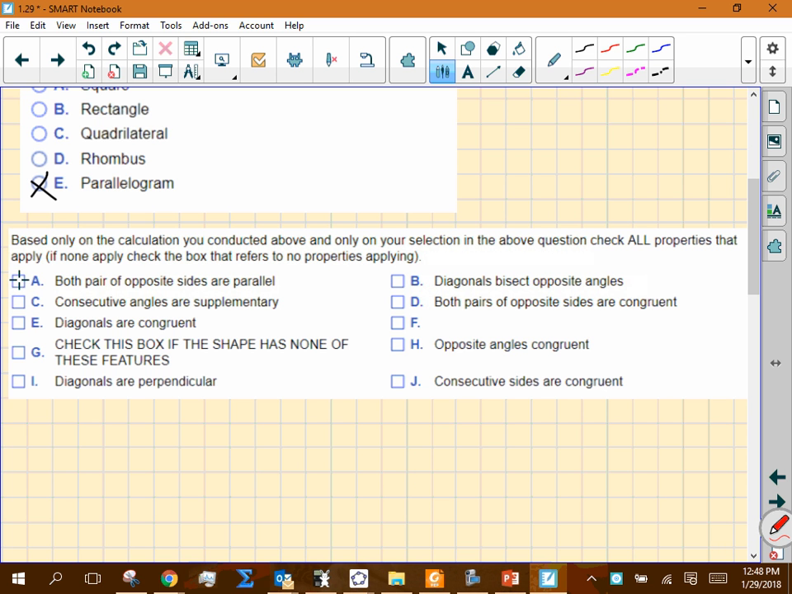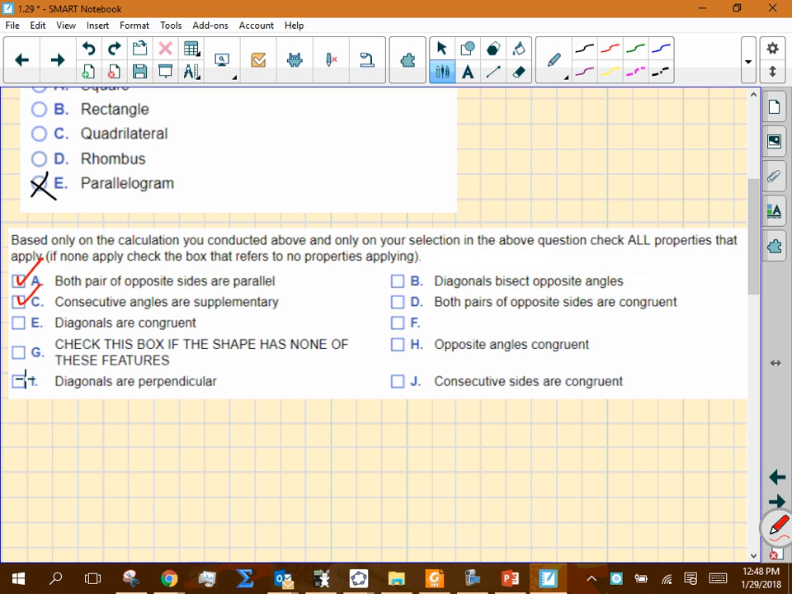Do we know this one? Yep, it's parallelogram, right? That's the definition of a parallelogram. Are consecutive angles supplementary in a parallelogram? Yep. Are diagonals congruent in a general parallelogram? We do not know. Okay, we don't know enough about this shape to say this. So don't check that one.